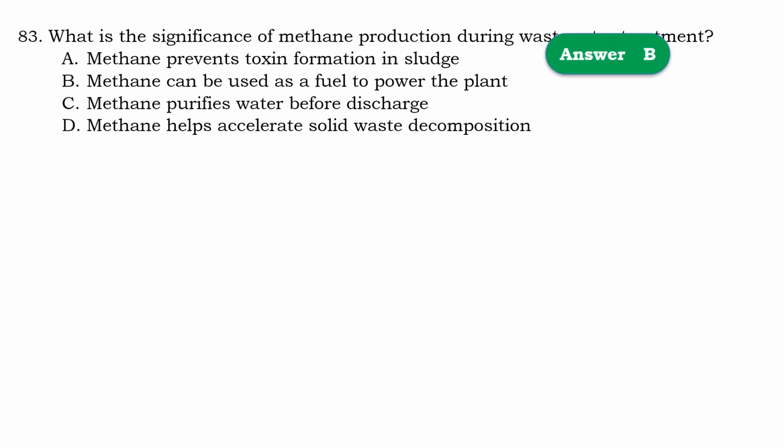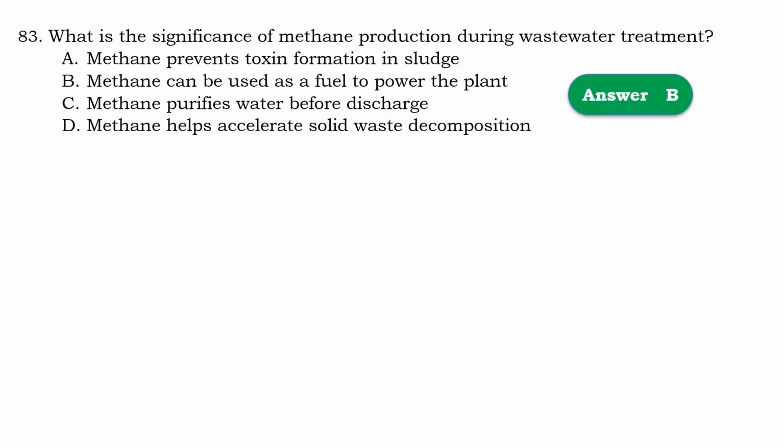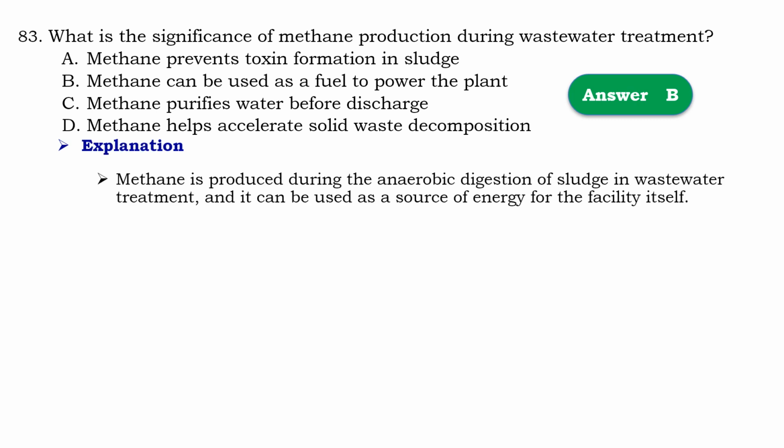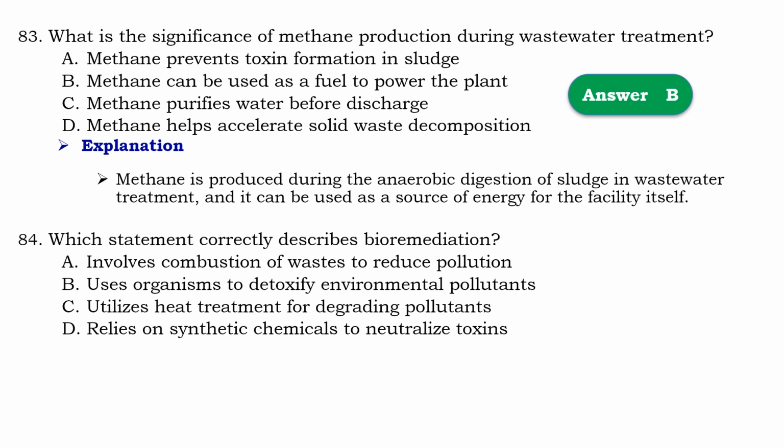So the answer would be B. Methane can be used as fuel to power the plants. Methane is produced during anaerobic digestion of sludge in wastewater treatment, and it can be used as a source of energy for facility itself. Question number 84. Which statement correctly describes bioremediation?